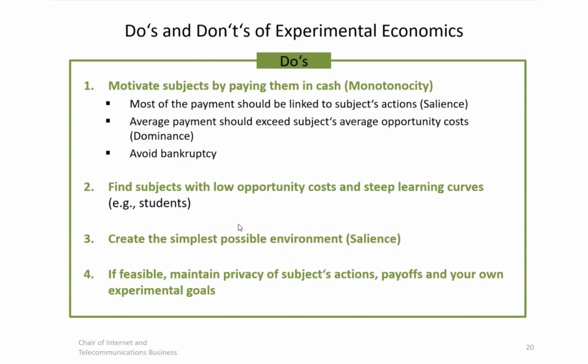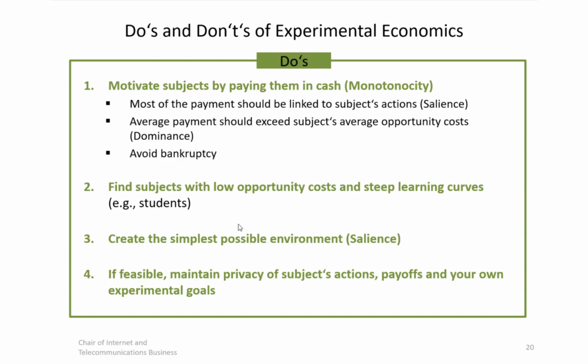So first thing, it's important that you should motivate subjects by paying them in cash. This way you align the interests of the subjects to behave in a certain way as you would like them. Most of the payment should be linked to a subject's action, that is salience. An average payment should exceed the subject's average opportunity cost, dominance. And it should avoid bankruptcy. What that basically means is that you should not end up being unable to pay later on, or the subjects will not trust you anymore and will not behave in a certain manner in the next experiments that come.